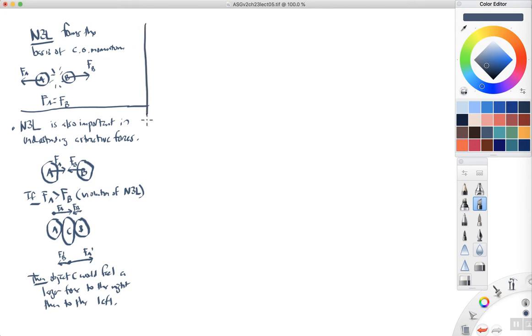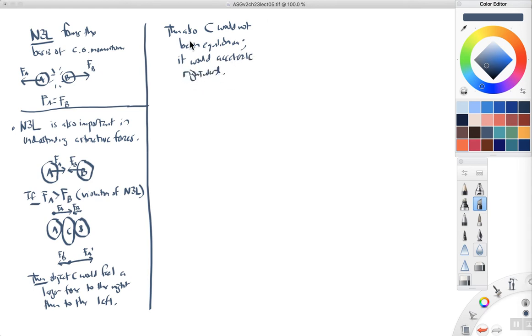So if this is true, then this would be true. And if that object C feels a bigger force to the right than to the left, then C would not be in equilibrium. Rather, it would accelerate rightward. After all, there would be unbalanced forces acting on it. Okay, so the object C would begin accelerating to the right. So what does that tell us is that if you have this system of bodies, A and C and B, and A and B were magnets attracting each other, and C was like some other rock or something you put between them. And if A was being attracted to B more than B was being attracted to A, this whole system of bodies would then start accelerating to the right.